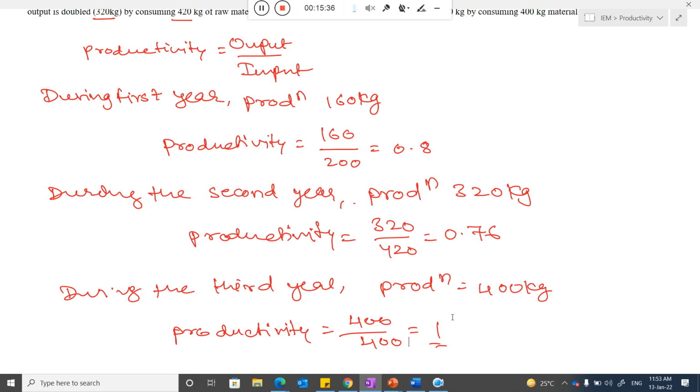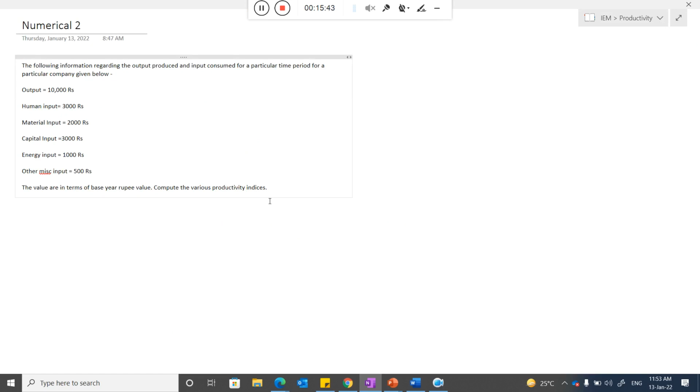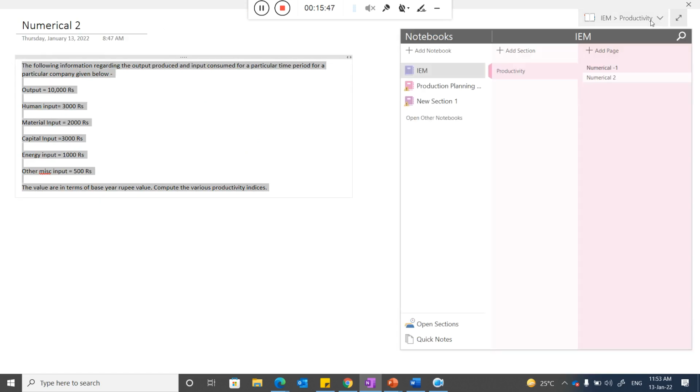Now actually one more numerical is added. Just wait here. I need to zoom in on this particular part. Just wait.